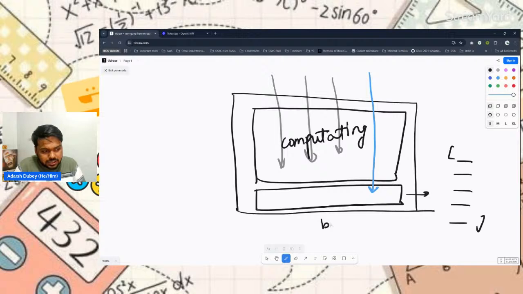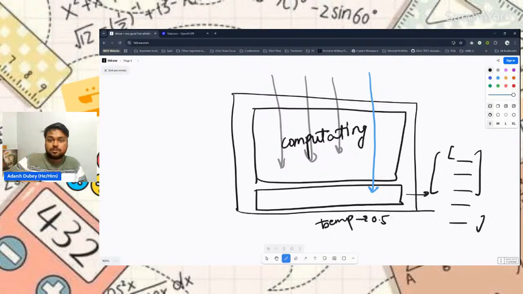Based on the temperature setting, suppose 0.5, it will choose something at random, but something that is in the first top 10 words. If the temperature is high, it will choose something at random in the top 100. If the temperature is low, it will always choose the first word. That's why a very high temperature produces nonsensical results, but a very low temperature produces very creativity-less, very dead results.